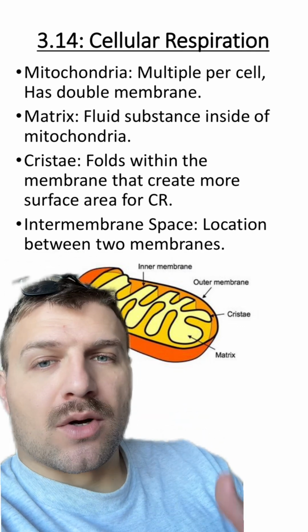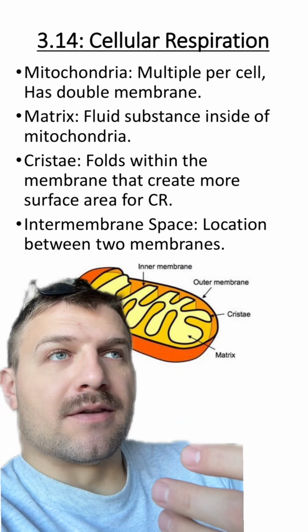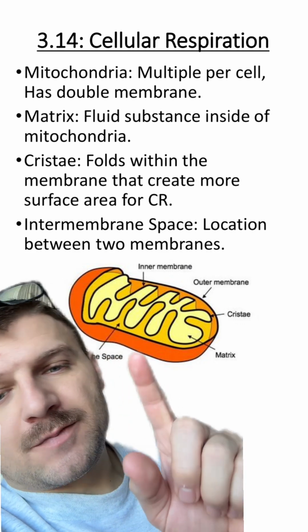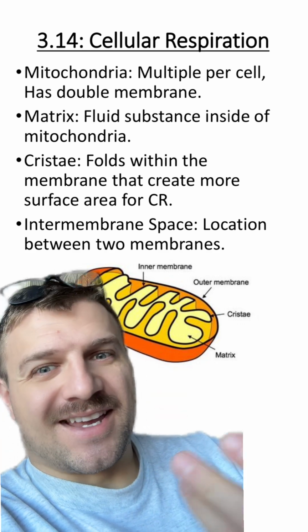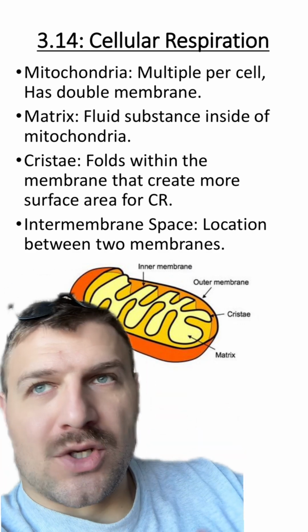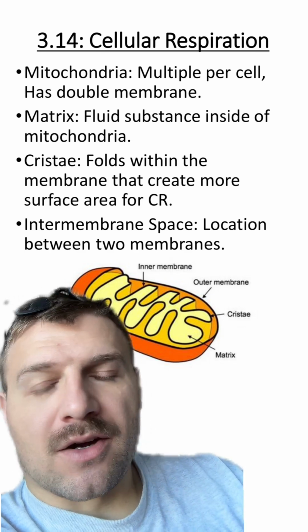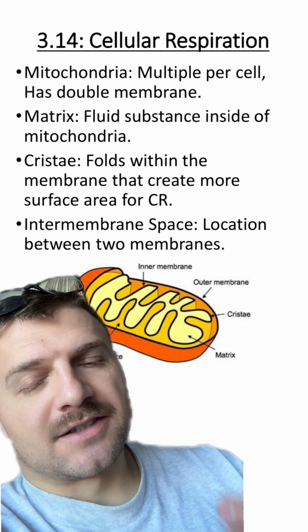That's going to be really important when we learn later about the electron transport chain. And the space between the two membranes is known as the intermembrane space. Again, we should know about the different locations within the mitochondria because we're going to be talking a lot about them in the next couple sections.